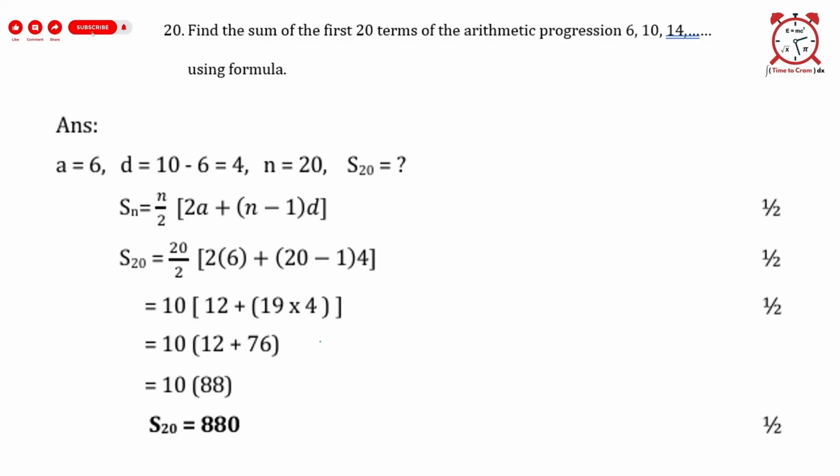Next question, question number 20. Find the sum of the first 20 terms from the given arithmetic progression using a formula.